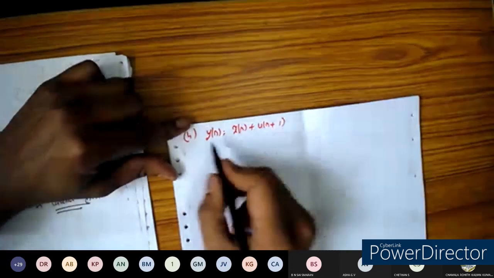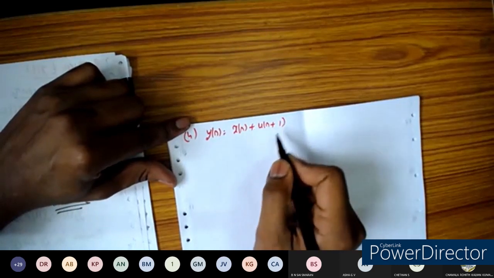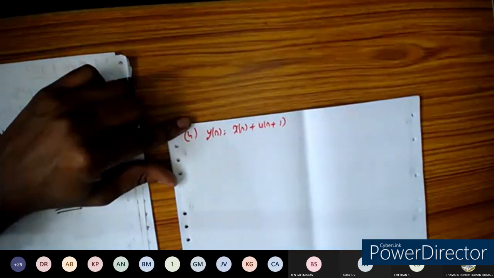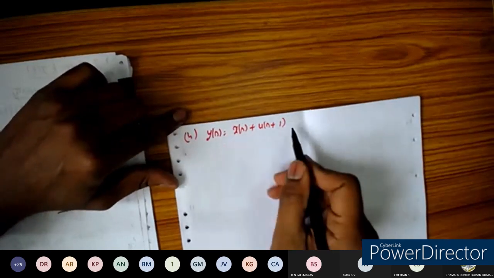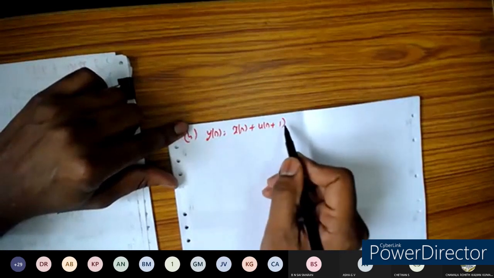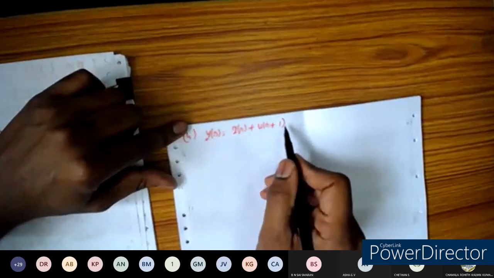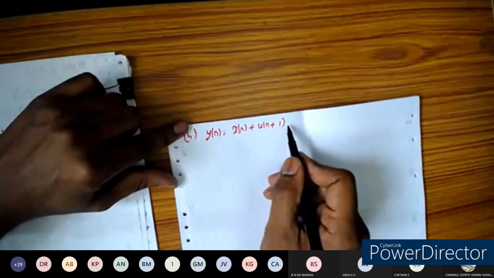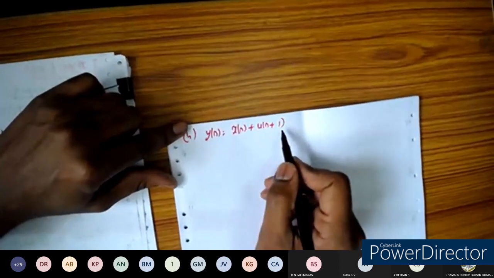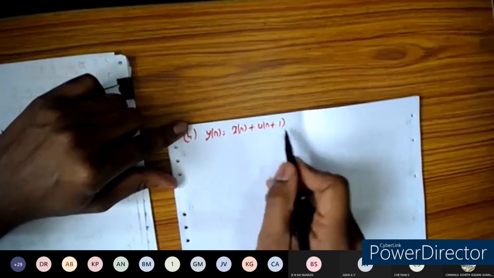Okay, so fine. Take the next problem. y of n is equal to x of n plus u of n plus 1. By observation, I will say this is not a linear system, and it has memory. It is also a non-causal system, it is not a time invariant system, and it's not a stable system.